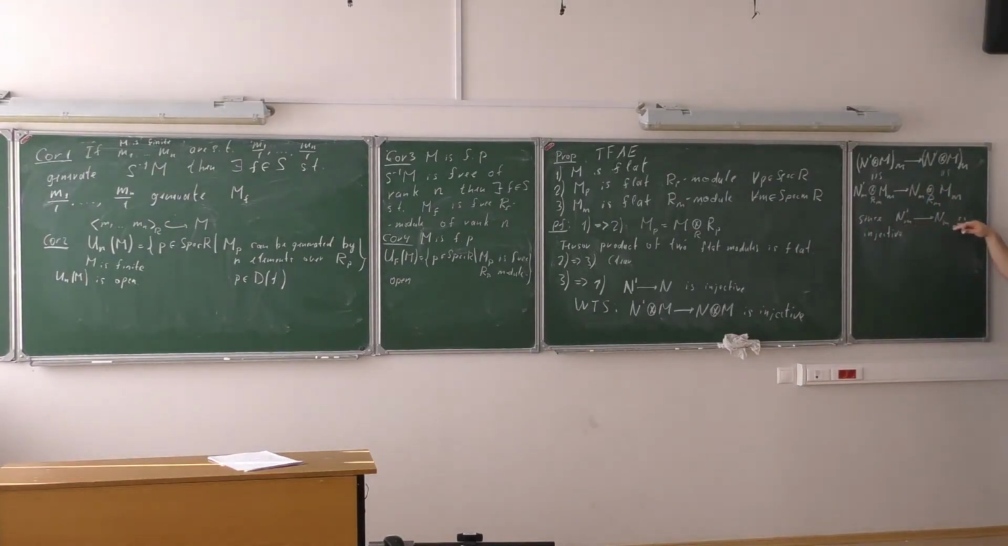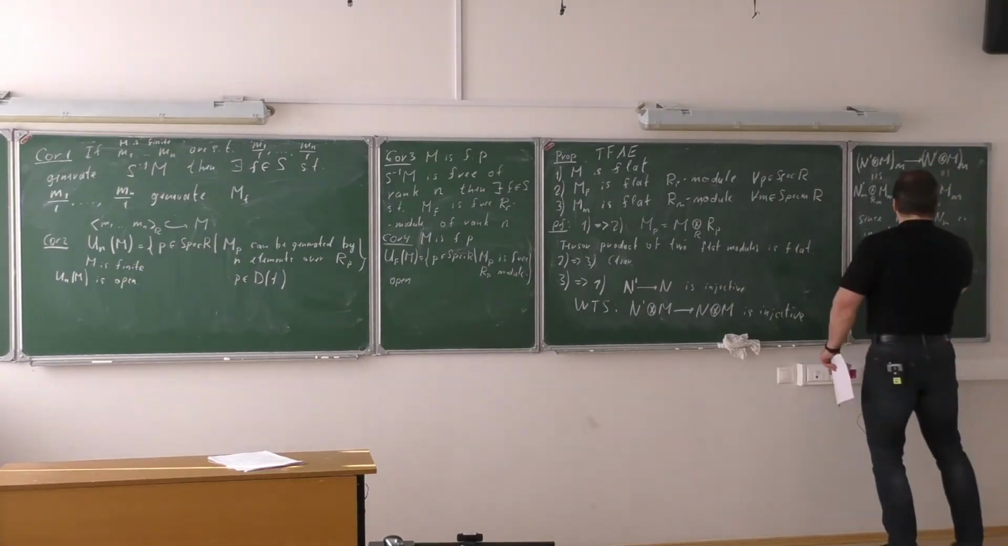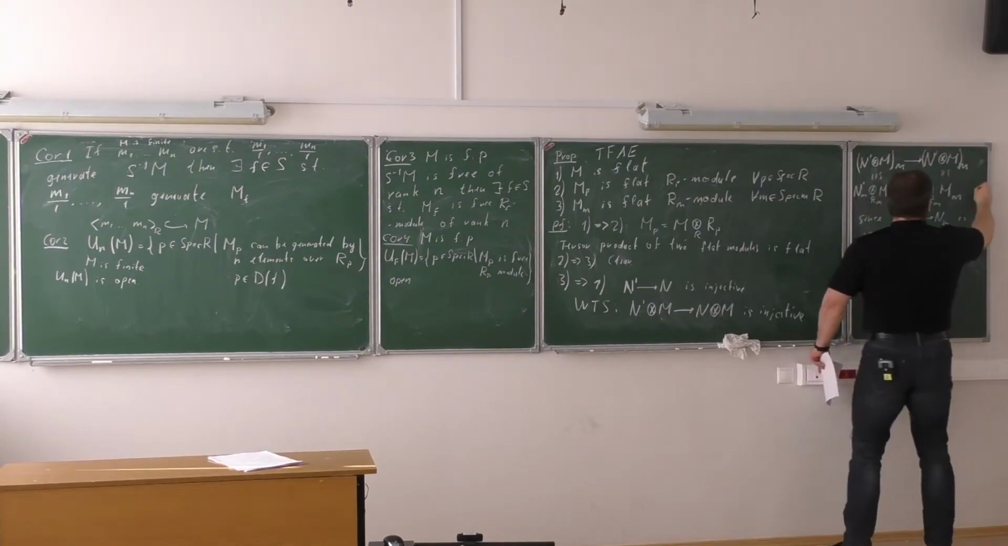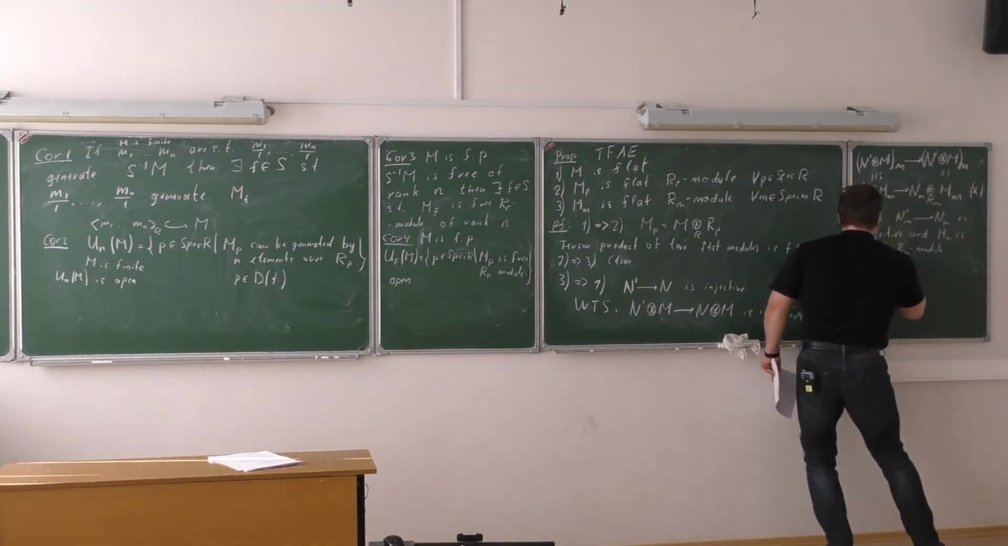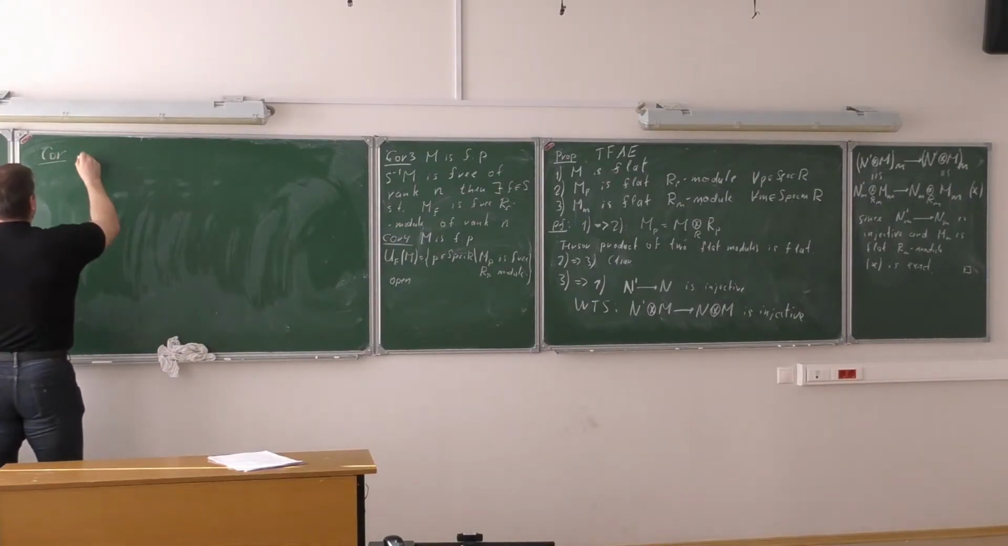So this is injective, and then I take a tensor product over R_m with M_m, which is, by property 3, a flat module. So injective and flat, let's say this is star, is injective.